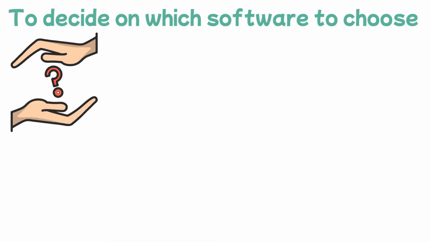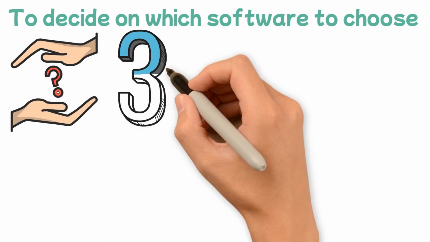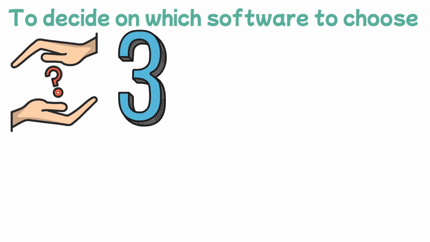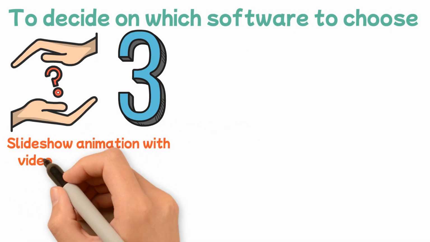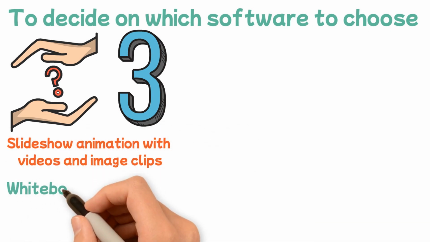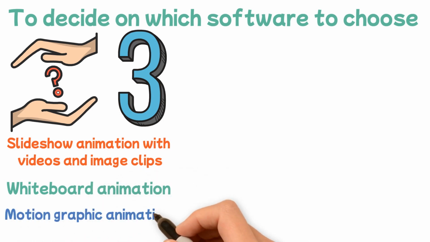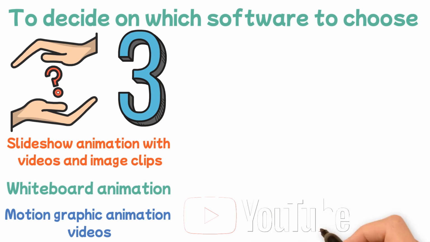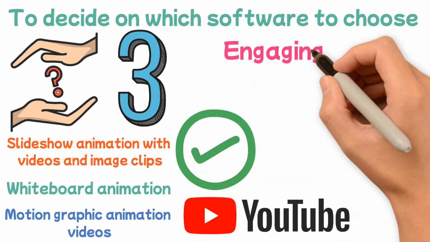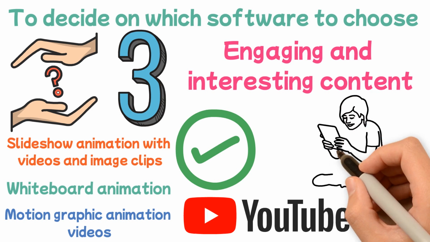There are three main types of videos you can create from a cash cow YouTube channel: slideshow animation with videos and image clips, whiteboard animation, and motion graphic animation videos. All types can work on YouTube depending on how you use them. The key is to make engaging and interesting content to keep viewers watching.